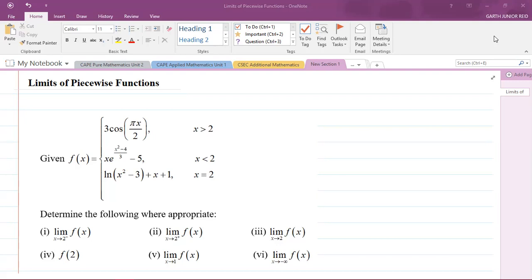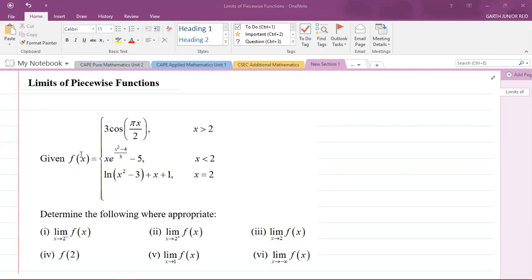Mr. Garfield here. And today we'll be looking at a CAPE integrated mathematics question. I'm focusing on module 3, that's calculus. And I want to look at limits of piecewise functions. Sometimes this topic can be difficult for students. So I just want to go through an example.